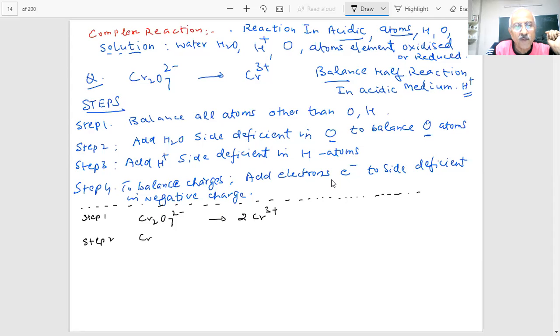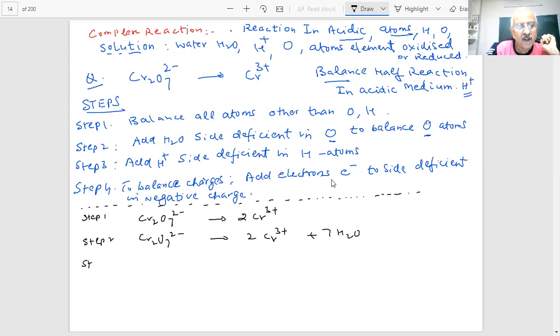In step 2, what will I do? I will add 7 H2O. Which side? Right side. On the right side I put 7 H2O. Oxygen balanced. 7 and 7 here. Chromium 2 here.